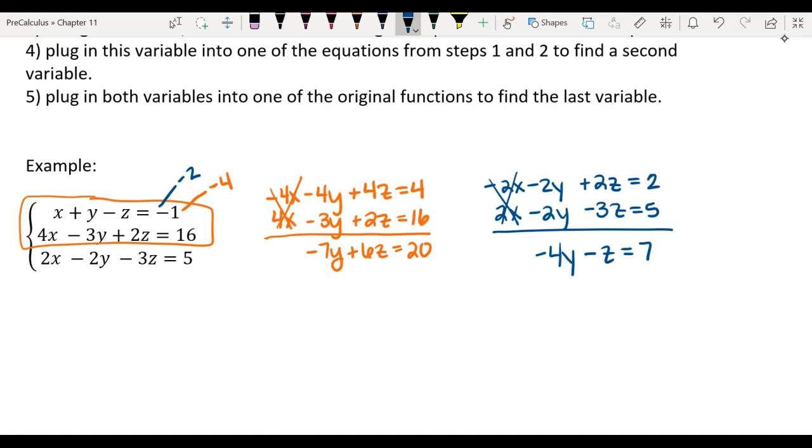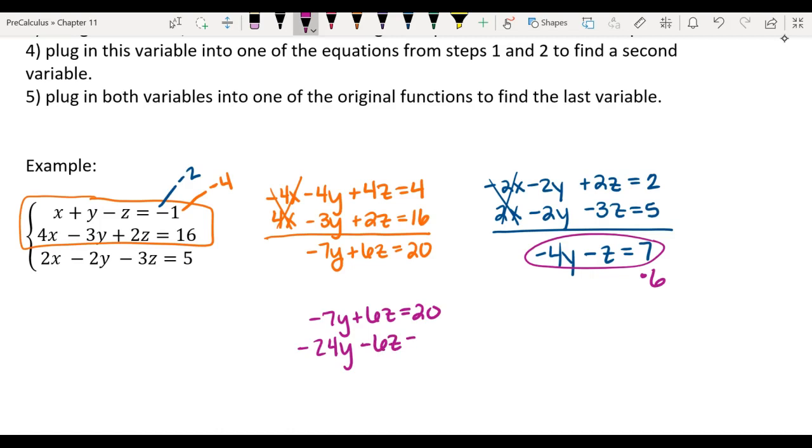Now, we have to eliminate either y or z. I would recommend doing z because I have a single z here, so if I multiply this by 6, do you guys see how my z's would cancel? So I'm going to eliminate z, and I'm going to find what y is. I'm going to keep this one the same, negative 7y plus 6z equals 20. I'm going to take this one and times it by 6. So I get negative 24y minus 6z equals 42 that I'm solving.